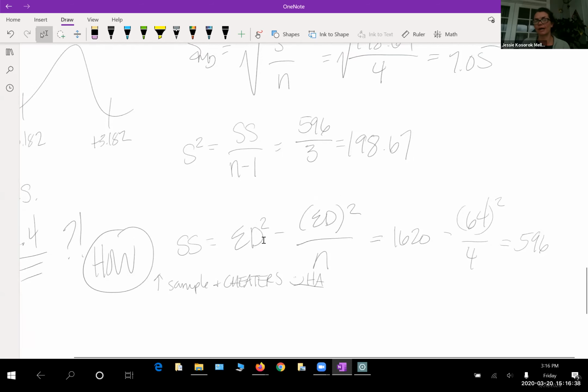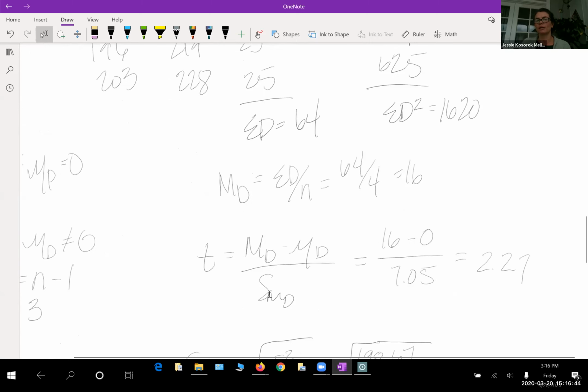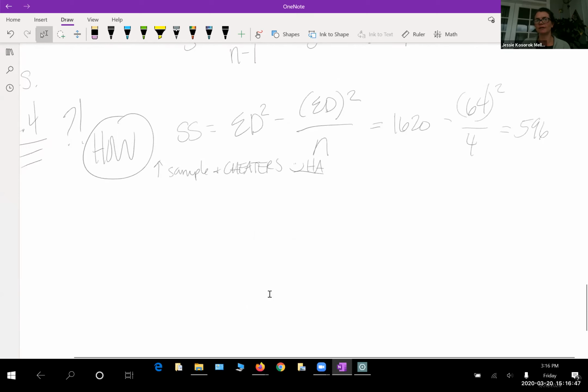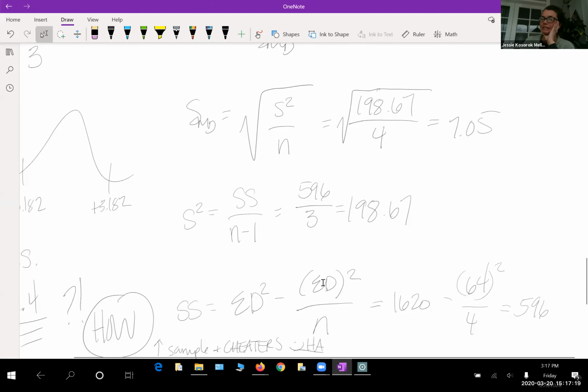So sum of d squared, all right, well, we already summed d, right? But no, that sum of d does not go here. That sum of d goes here. So we need to get a d squared column that we can sum. Remember, this goes all back to those algebra problems in those first 3 chapters. Do you remember algebra? PEMDAS, right? Parentheses, exponents, multiplication, division, addition, subtraction. So parentheses first, the sum of d, squared.